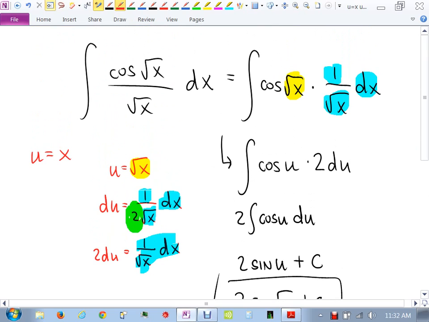I have a question. When I substituted, I had the square roots and u at the same time. Yeah, but things canceled. That's okay as long as they cancel.